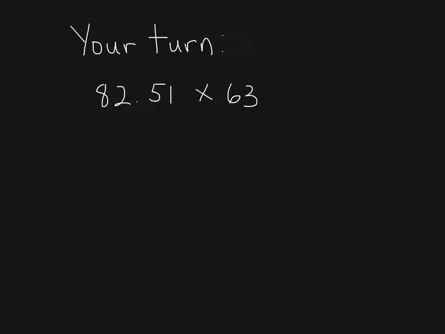Okay, it's your turn again. You're going to multiply 82 and 51 hundredths times 63. I'd like you to estimate first, and then use your estimate to help you place the decimal.